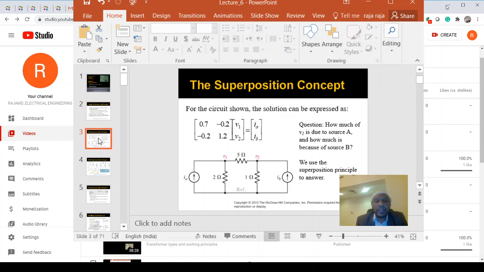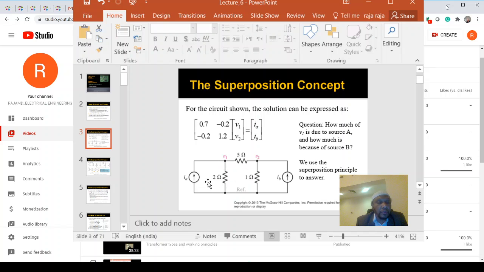The next one is the first theorem, the superposition theorem. The title mentions superposition, something special in network theorems. For this one, for example, they give you a 2 by 2 matrix form, some example. So the question is: how much of V1 is due to source A and how much is because of source B? Here V1, V2 are there, and I0, IA and IB are also there. So this is the given circuit.